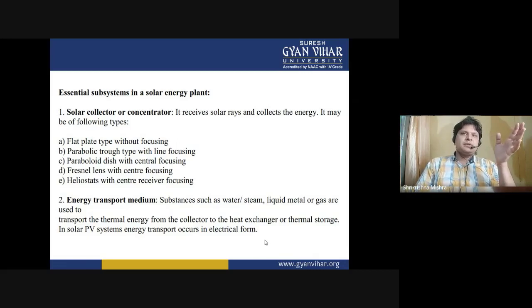The second thing we need for a solar energy plant is an energy transport medium. Energy transport medium means we always need some fluid, either water or air, which can be used to transfer energy from one portion to another. Substances such as water, steam, liquid metal or gas are used to transport the thermal energy from the collector to the heat exchanger or thermal storage. In solar photovoltaic systems, energy transport occurs in electrical form.